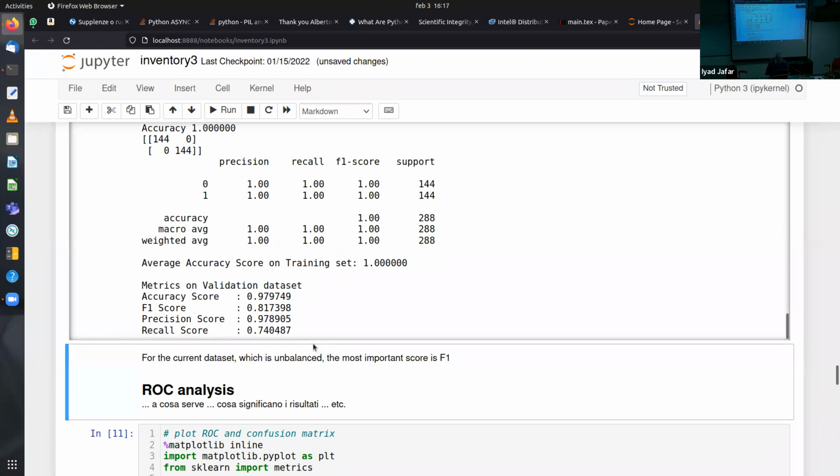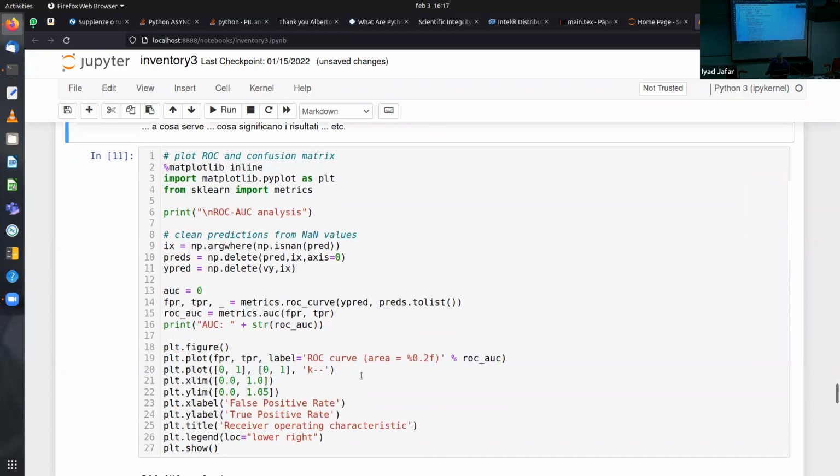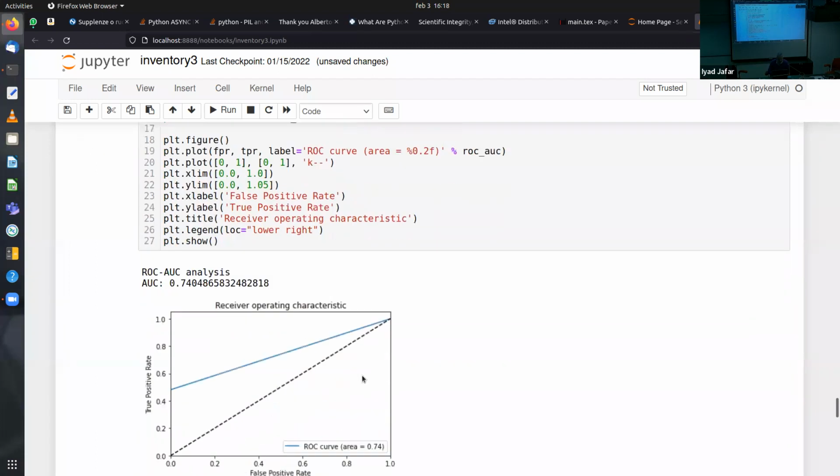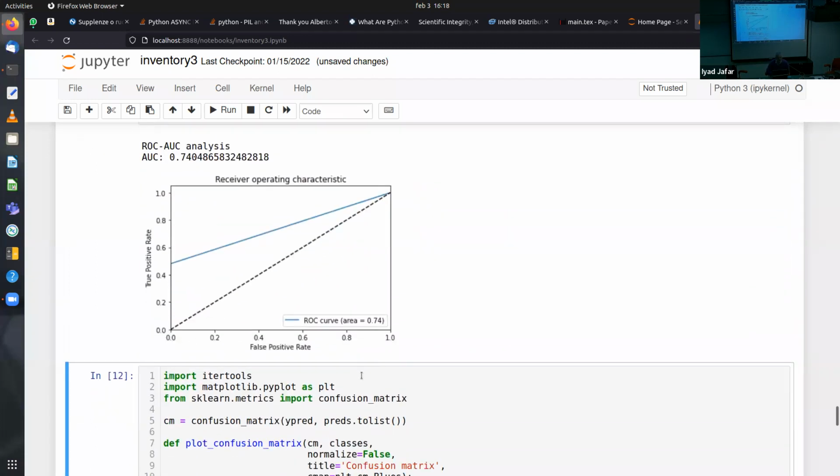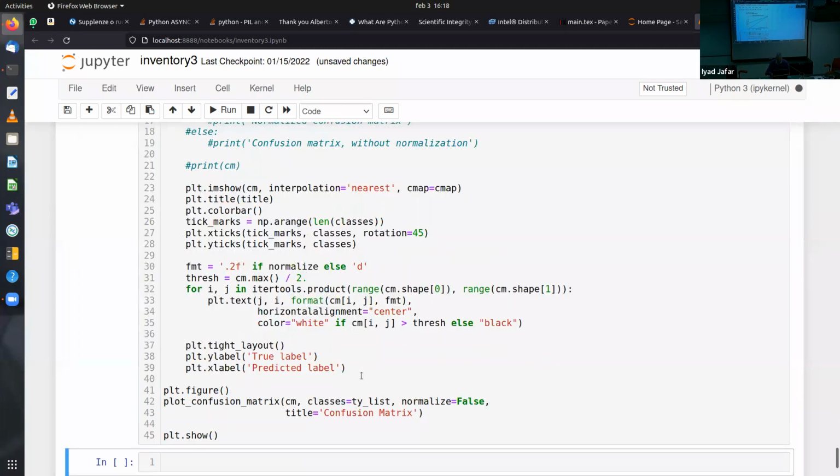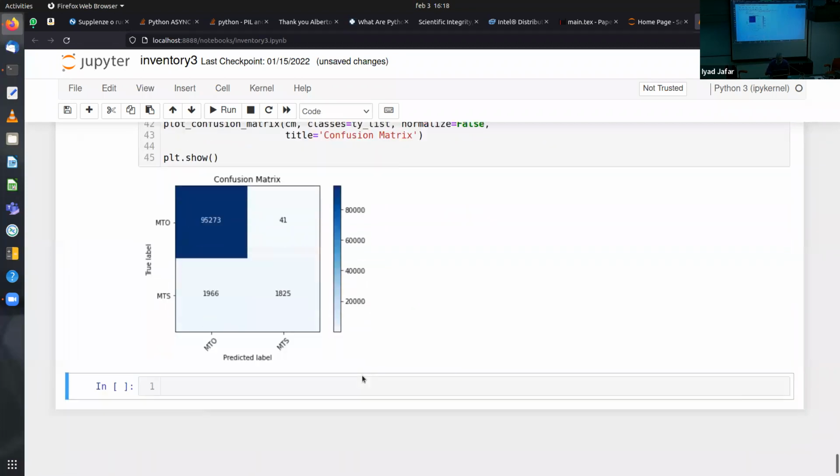because in this case we have 99. F1 is 81%, precision 97, recall is 74. So here we have the ROC analysis, and we see that classification is good enough, is representative. Finally, the confusion matrix, which is something very interesting.